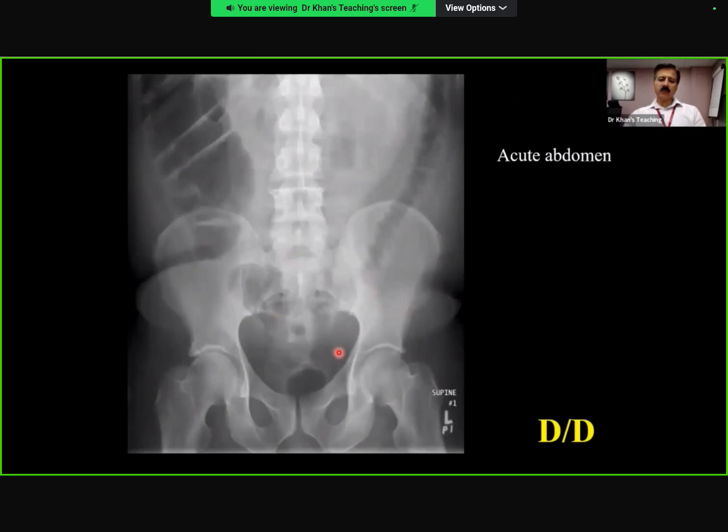What's happening here? I just want to hear a radiological sign. Is it called the string of pearls? No, if you see here, this stretch, this one, this one, this one. Thumbprinting, once again, it's thumbprinting.